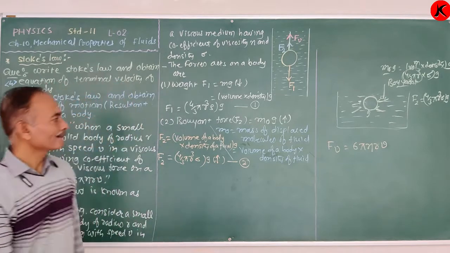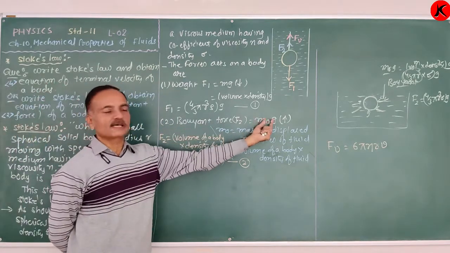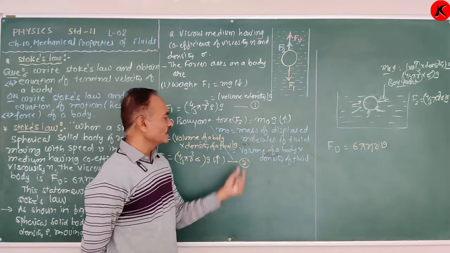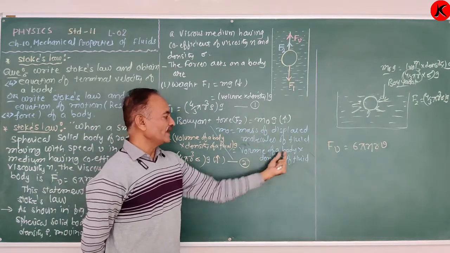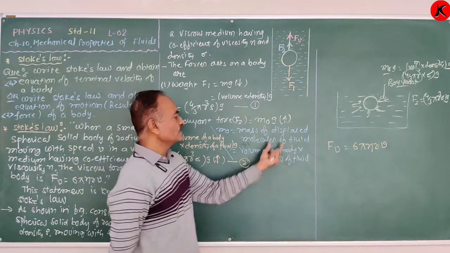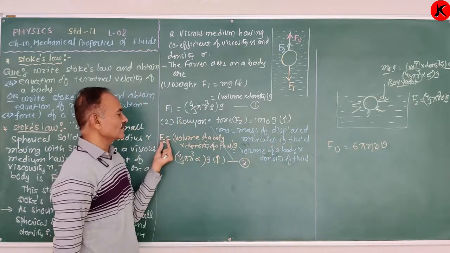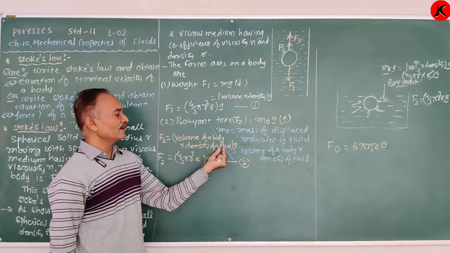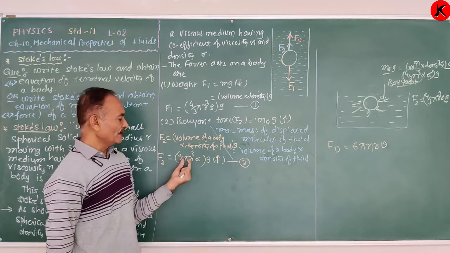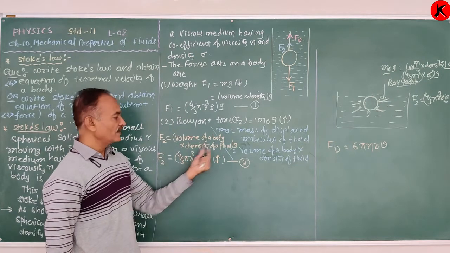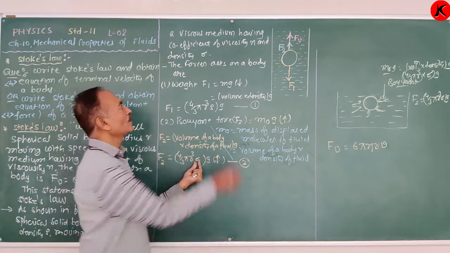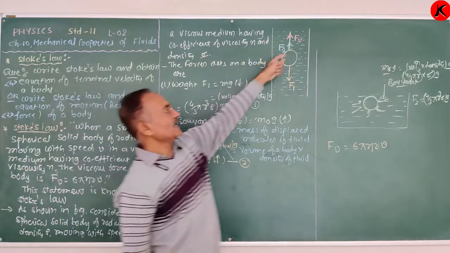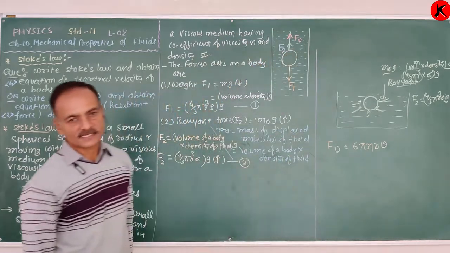Again, the buoyant force is equal to m0 g, where m0 is the mass of the displaced fluid, equal to volume of body into density of fluid. We are using this concept to write the equation of F2. F2 is equal to volume of the body into density of the fluid into g. Volume of the body is 4 by 3 pi r cube. Density of the fluid is sigma, as already mentioned, into g. So this force acts in a vertically upward direction.